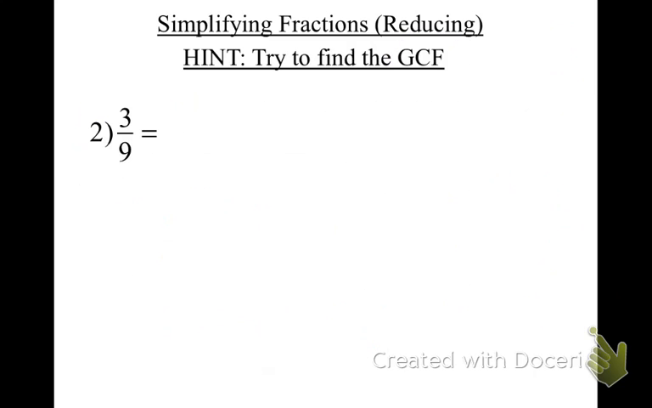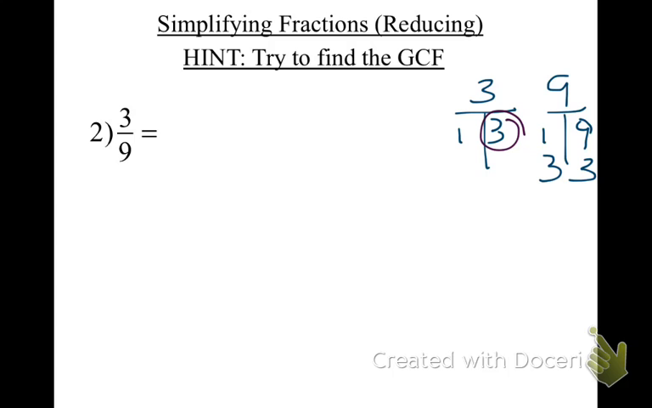Now, on your own, go ahead and try to solve number 2. What do you think the greatest common factor is going to be for 3 and 9? Now this one was a little bit easier, because you should notice, between 3 and 9, there's not that many factors. So we have 1 and 3, 1 and 9, 3 and 3, and there we go, bingo. We have a 3 in common.